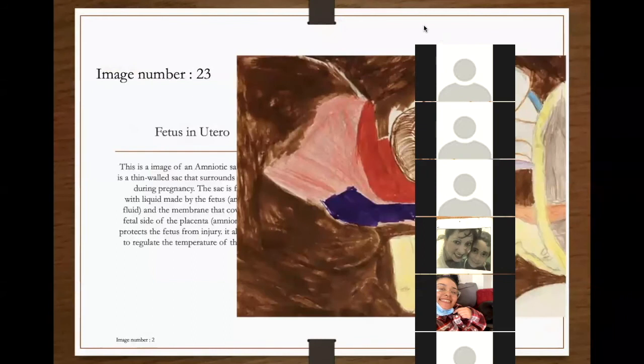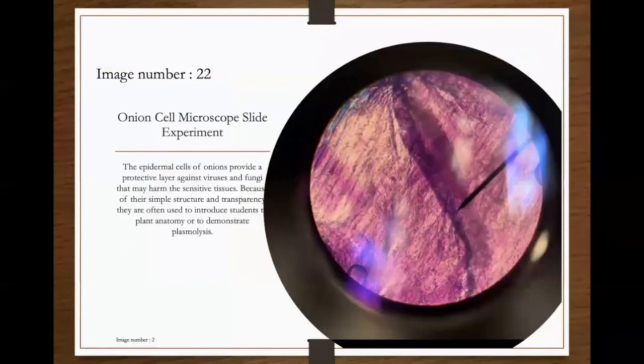I'm going to show you first the first image, which is an onion cell microscopic slide experiment. The epidermal cells of onions provide a protective layer against viruses and fungi that may harm the sensitive tissue because of their simple structure and transparency. They are often used to introduce students in the anatomy and physiology class, or to demonstrate plasmolysis. This is an experiment that we did in the lab.